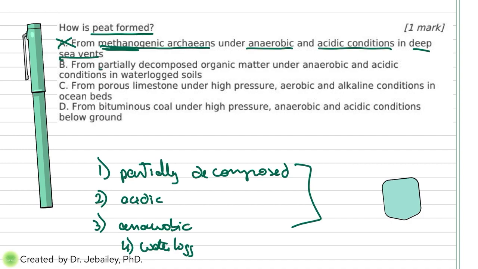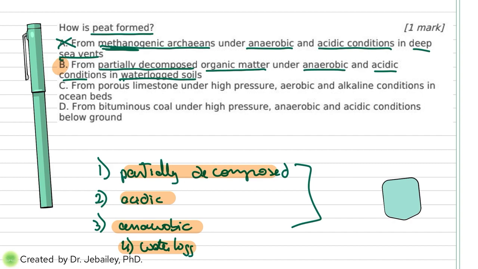Next, partially decomposed, you can already see in the first words here, dead organic matter under anaerobic, that's the second word, acidic conditions in waterlogged soil. See, B right here nailed it. It answered partially decomposed, acidic, anaerobic, and waterlogged, the 4 things that you find for peat. So I will continue reading the rest, even though I can see that B looks like it's the right answer.